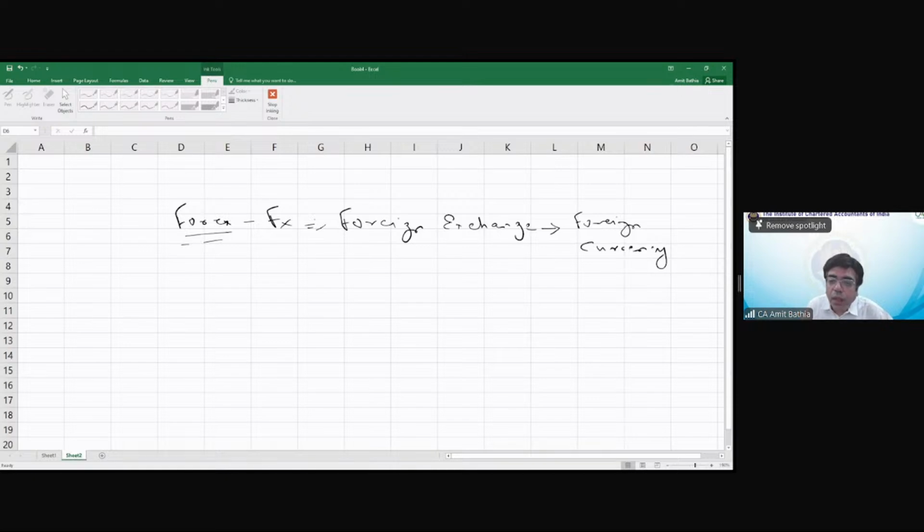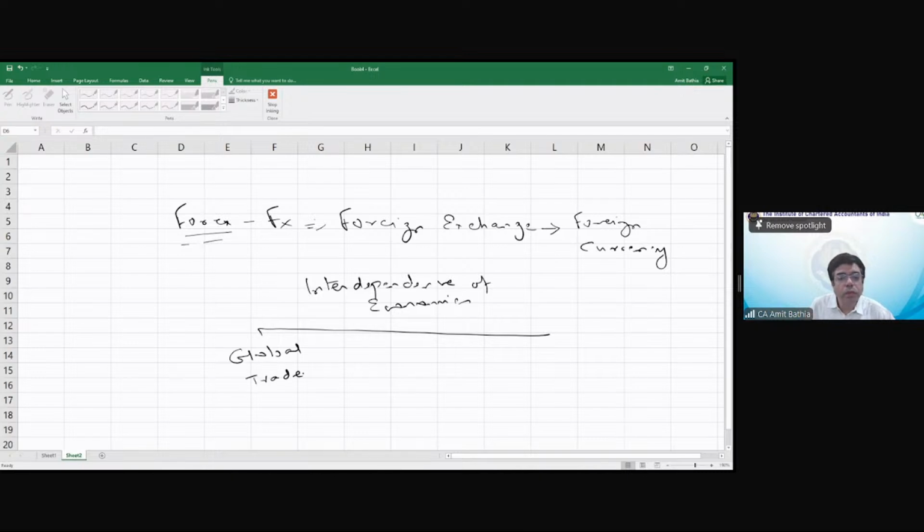So why would I need to essentially have foreign currency, or why do I need to deal in foreign currency? As you are aware, in today's time, none of the economies are self-sufficient. We are dependent, right? So because of this interdependence of various economies, what happens? We need to do global trade, right? So there are various reasons which arise, like for example, global trade. What could be the other reasons?